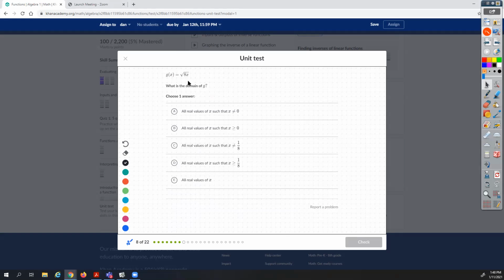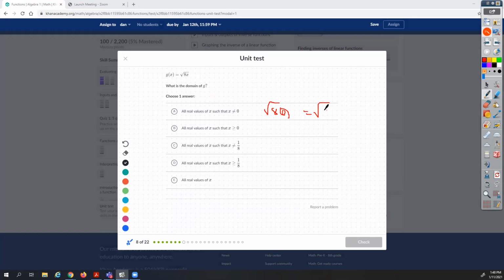So here again, what is the domain of G? Well, the domain of G are the possible values, okay? So if we think about this for a second, it says all real values of X such that X is not equal to 0. Well, can X equal 0? The answer is yes, it can equal 0, because 8 times 0 is going to be just 0.